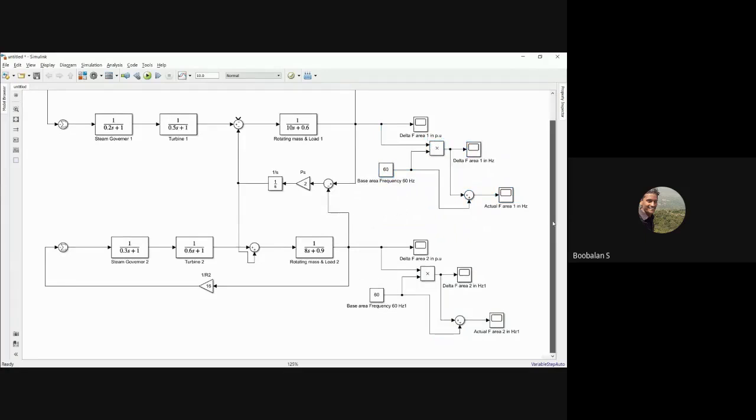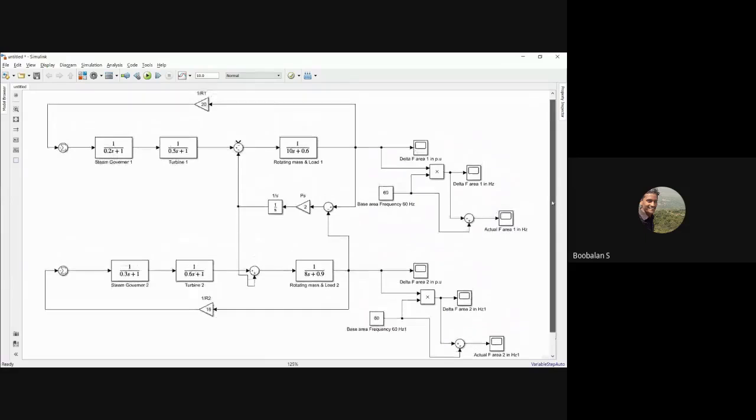I'm bringing it into a single page. That's why I'm rearranging the terminals. Right now, you can see my entire screen, the entire Simulink blocks. So area 1 and area 2 and the frequency calculations for area 1 and area 2. If you go like this, then only you can see the entire system, right?